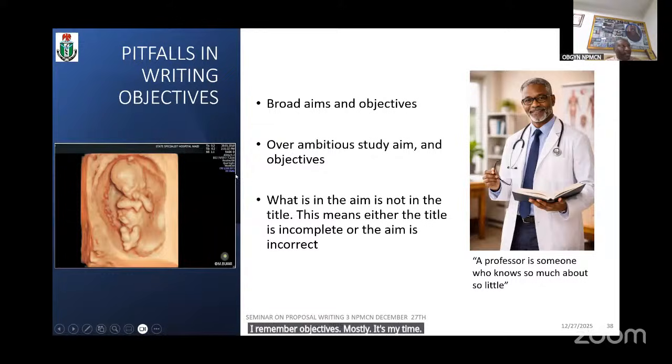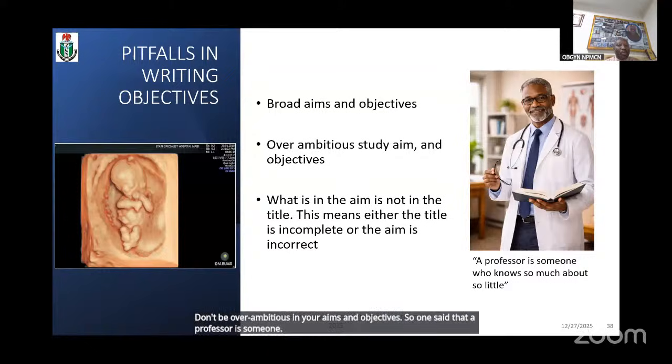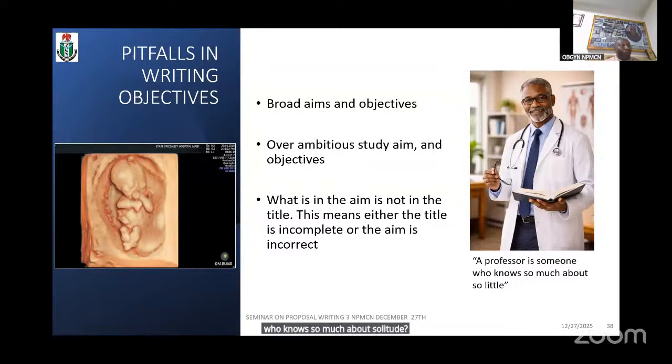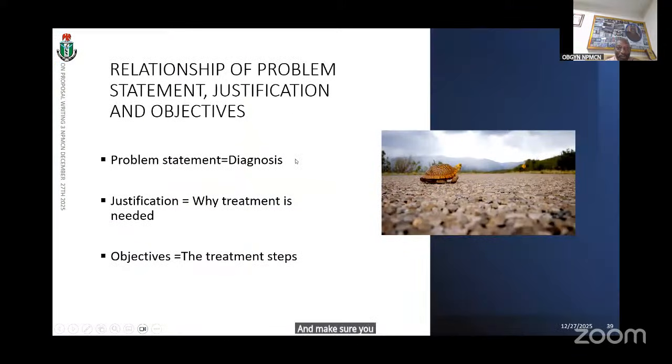The duration of pregnancy is 9 months. The duration of a dissertation is about 1 year. So don't go looking for broad aims and objectives. Don't be over-ambitious in your aims and objectives. Someone said that a professor is someone who knows so much about so little. So go for the so little. Focus on a narrow area and make sure you don't go past that.